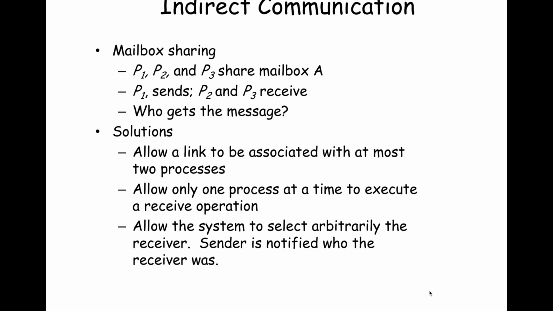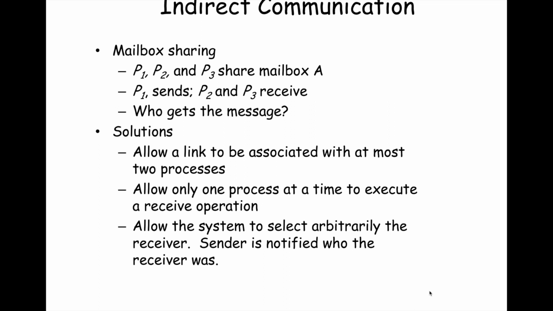Those are semantics that you have to be clear about if you're implementing one, or maybe you're using an existing mailbox facility for some application you're designing. So one solution is that you allow a link to be associated with at most two processes. You might limit the idea of P2 and P3 both being receivers on the mailbox. That's one solution, and it simplifies the problem.